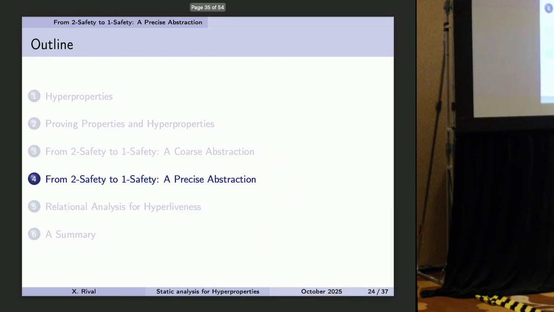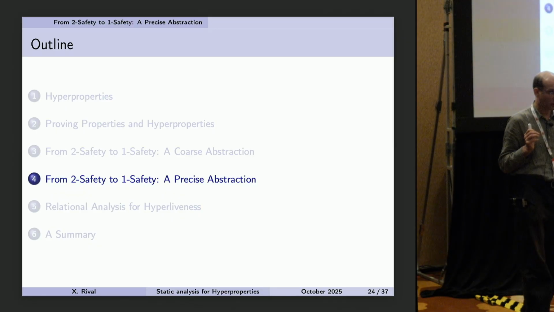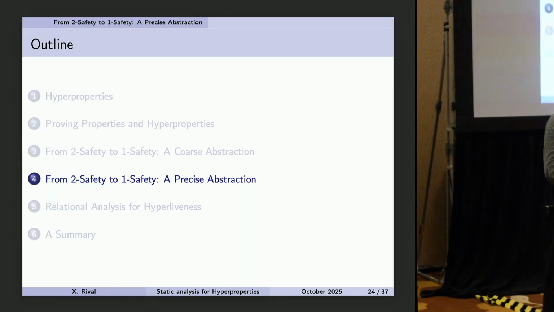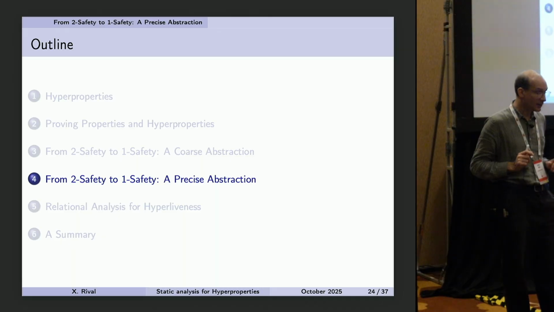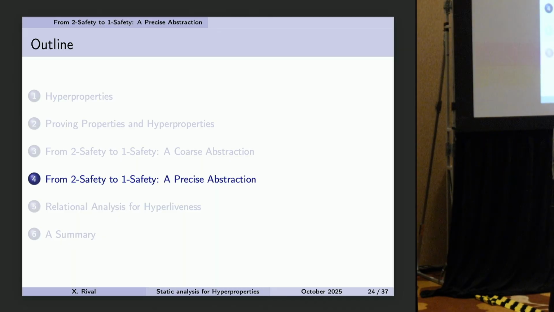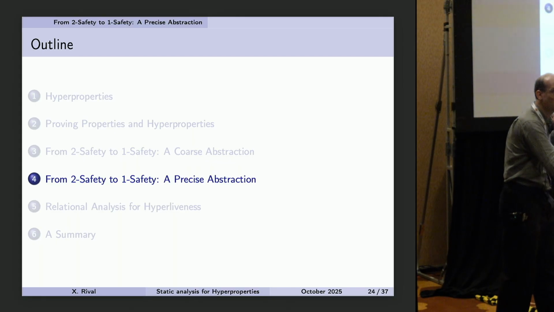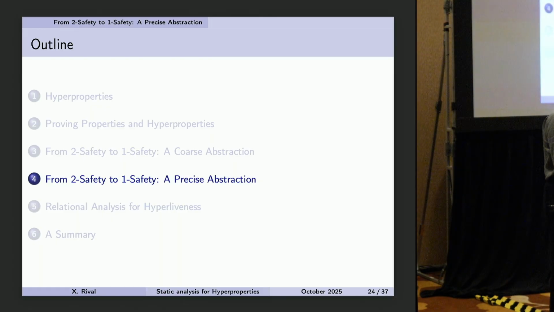So, in order to do better, we are going to look at a second family of static analysis for 2-safety, which is much more precise and uses very different kinds of abstract interpretation techniques. One thing is, if you have any questions, feel free to stop me at any time in the talk. So now is probably a good time. No question? I will just continue then.